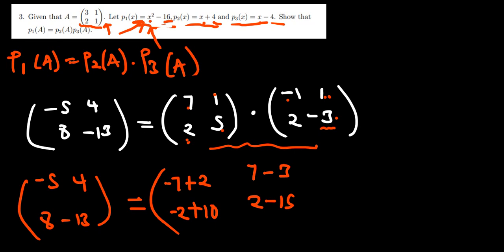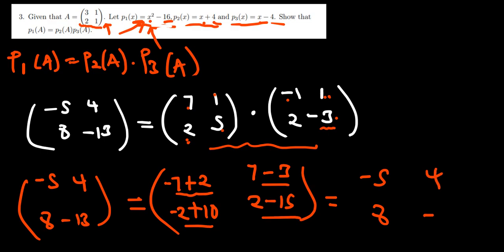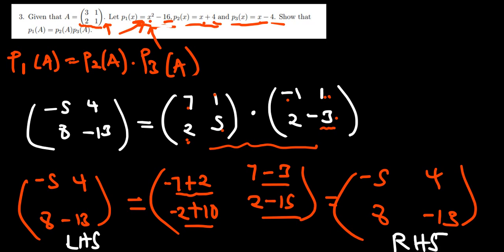So we see that what we have here simply becomes minus 5, 4, 8, and minus 13. So what we have on the left hand side is equal to what we have on the right hand side. Hence we have proved this.